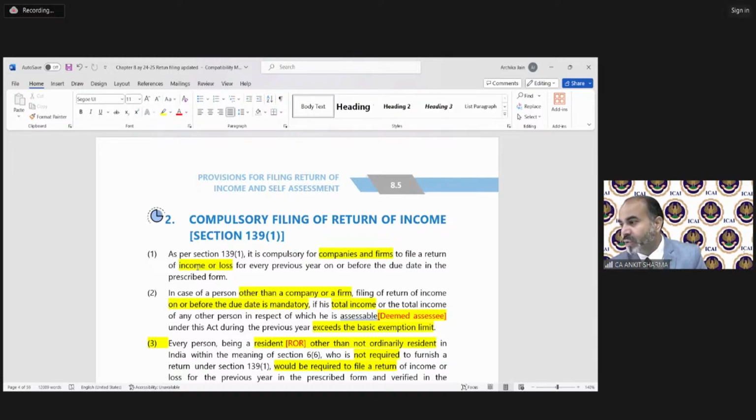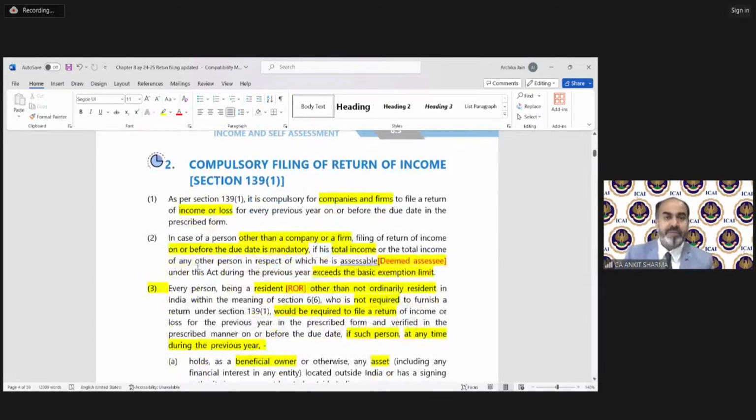Santosh asks how the notes are given. It is on the institute site. You have to go to the ICAI BOS portal, the BOS knowledge portal. You will log in with your name and CRO, and then you can download the notes. Now, point number two, in which we are going to discuss compulsory filing of return of income, section 139(1).